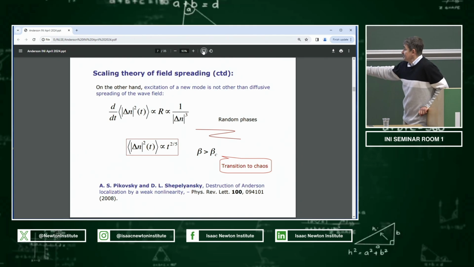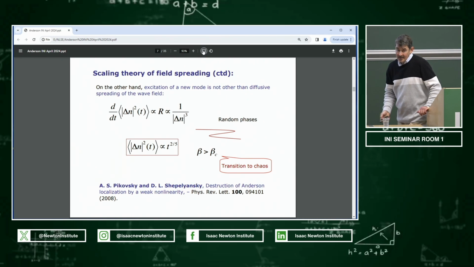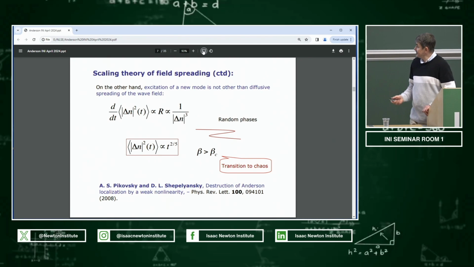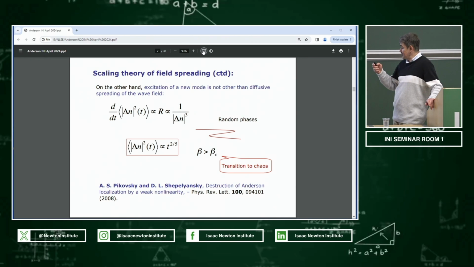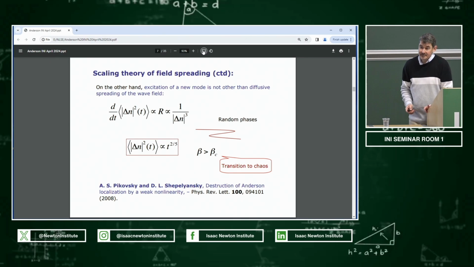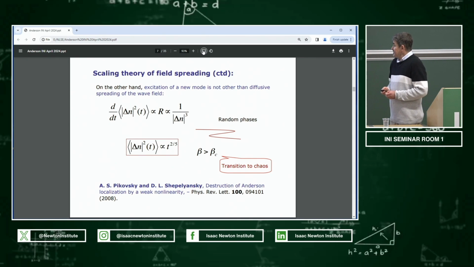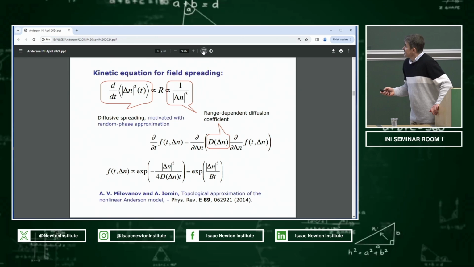So delta n squared goes as time to the power 2/5. And numerically, they showed that there is seemingly a critical value of the nonlinearity parameter above which they could see this. And that was their paper, 2008 Physical Review Letters. A funny thing about this paper is that it contained only two equations. One was the nonlinear Schrödinger equation, and the other equation is the scaling law. And then there were some numerical simulations. And it turned out a little bit challenging.